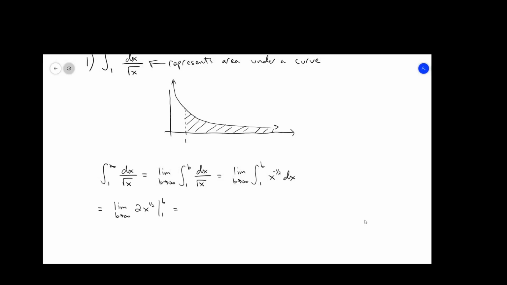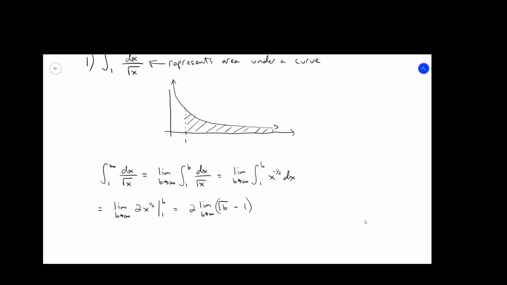Now that's just the square root of x, right? So the 2 doesn't even matter, I can pull it outside there. Now I plug in b, so I get the square root of b. And then I plug in 1, so I get minus the square root of 1, which is just 1. Now I've done the definite integral part of this using the fundamental theorem: find the antiderivative, plug in the bounds, subtract them. Now I can do the limit.